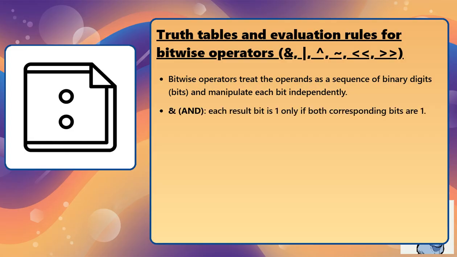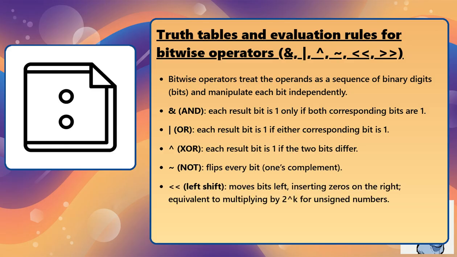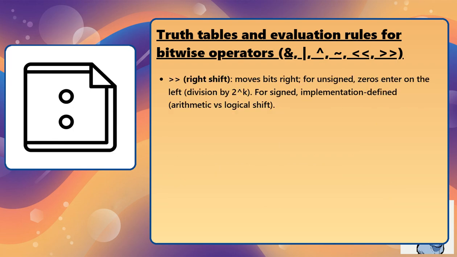Ampersand, and: each result bit is 1 only if both corresponding bits are 1. Pipe, or: each result bit is 1 if either corresponding bit is 1. Caret, XOR: each result bit is 1 if the two bits differ. Tilde, not, flips every bit, 1's complement. Double less than, left shift, moves bits left, inserting zeros on the right, equivalent to multiplying by 2 to the k for unsigned numbers. Double greater than, right shift, moves bits right. For unsigned, zeros enter on the left, division by 2 to the k. For signed, it is implementation defined, arithmetic versus logical shift.